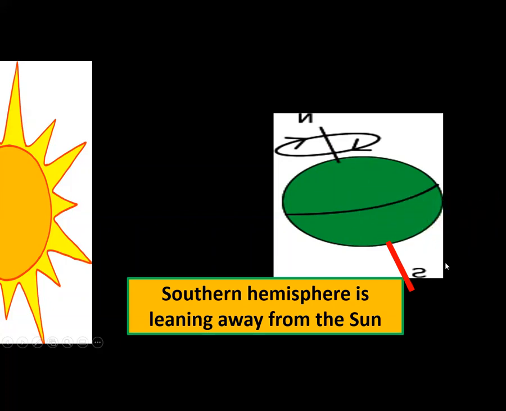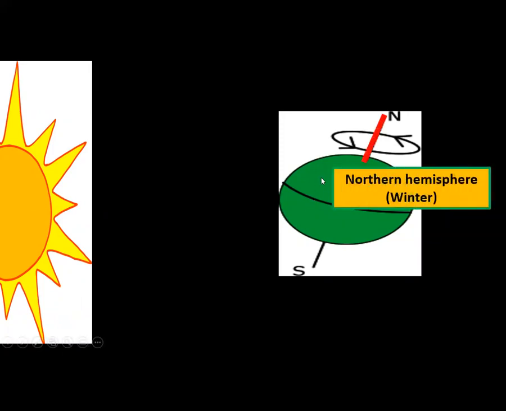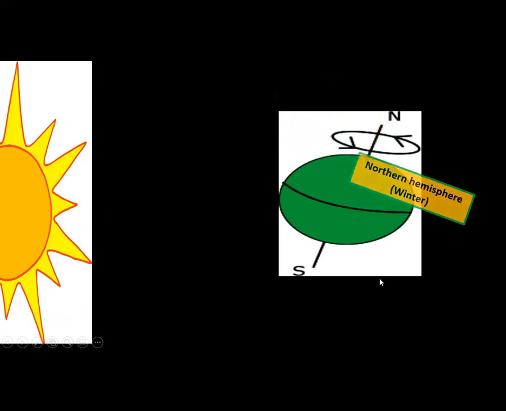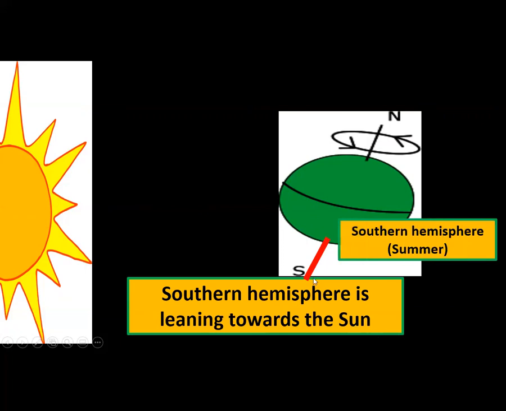Let's have another example. In this one, the northern hemisphere is leaning away from the sun, and that's why it's winter in the northern hemisphere. While in the southern hemisphere, it is leaning towards the sun. That is why it is summer in the southern hemisphere.